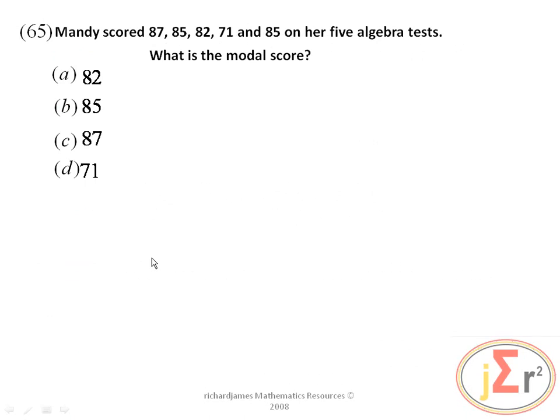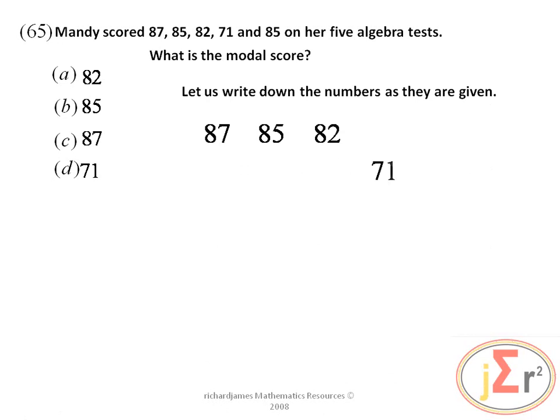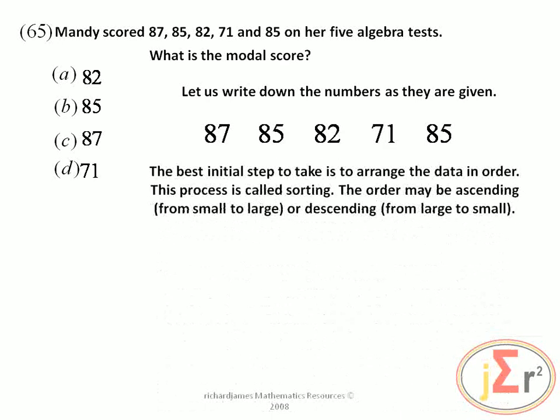Mandy scored 87, 85, 82, 71, and another 85 on her 5 algebra tests. What is the modal score? Let us write down the numbers as they are given. The best initial step to take is to arrange the data in order. This process is called sorting.